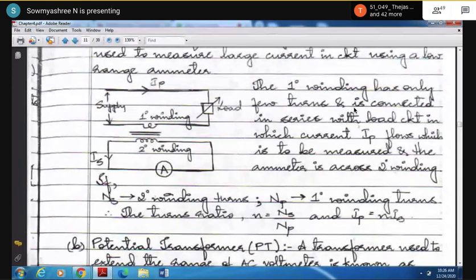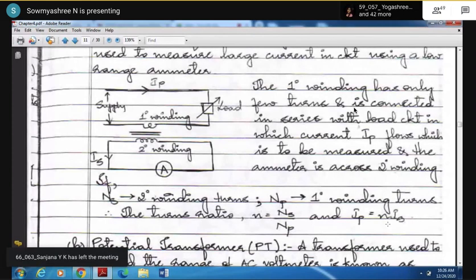Basics of transformers. Turns ratio is given by the number of turns in the secondary winding by the number of turns in the primary winding, denoted by small n. While deriving the EMF equation of the transformer, n is given by what? I2 by I1 or I1 by I2? Current is I1 by I2, whereas turns is N2 by N1.